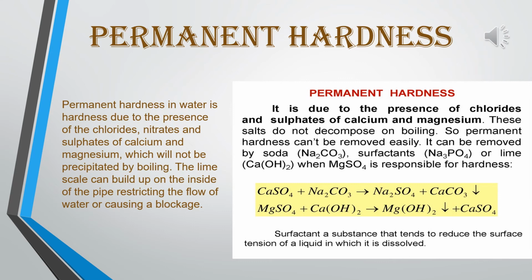It can be removed by soda, that is sodium carbonate, sodium phosphate, or lime, that is calcium hydroxide, when magnesium sulfate is responsible for hardness. Reaction given: calcium sulfate reacts with sodium carbonate to form sodium sulfate plus calcium carbonate. And magnesium sulfate reacts with calcium hydroxide to form magnesium hydroxide and calcium sulfate. Surfactant: a substance that tends to reduce the surface tension of a liquid in which it is dissolved.